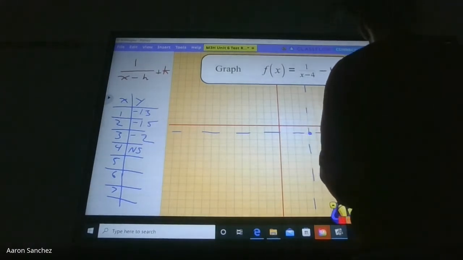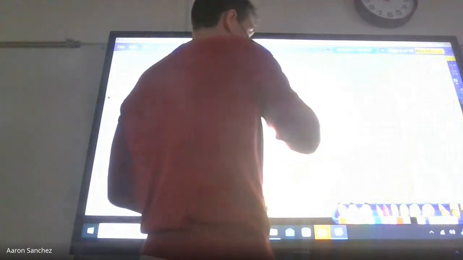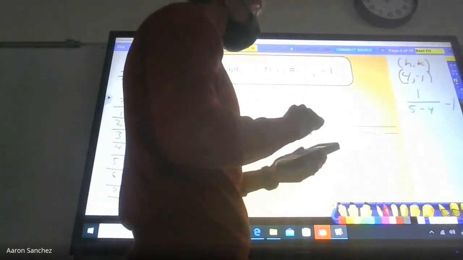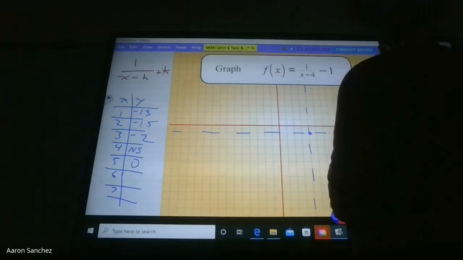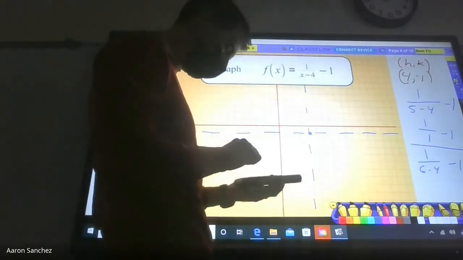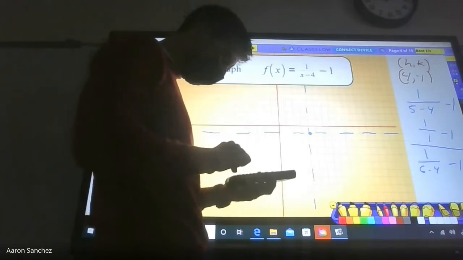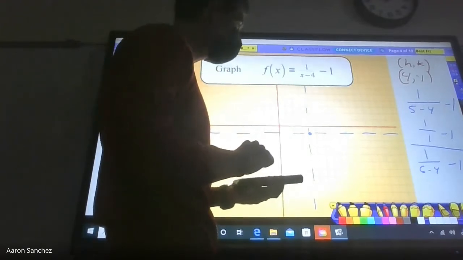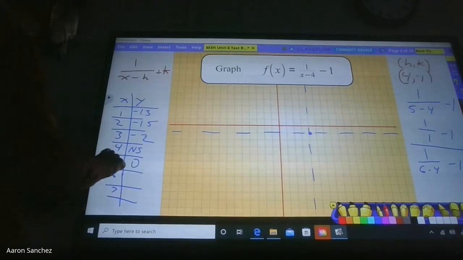Okay, so this will be 1 over 5 minus 4, minus 1. Now again, you can put in numbers that make it more divisible too, but I don't know what that'd be. 1 over 5 minus 4 would be 1 over 1, minus 1, and that should be 0. I think that's right. 1 over 6 minus 4, minus 1. So 1 over 2 should be a half. 1 over 6 minus 4, minus 1. Negative 0.5.